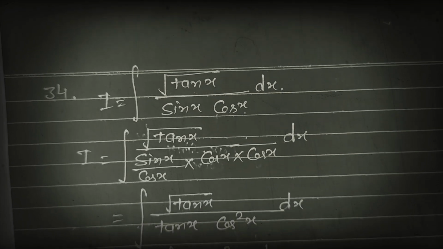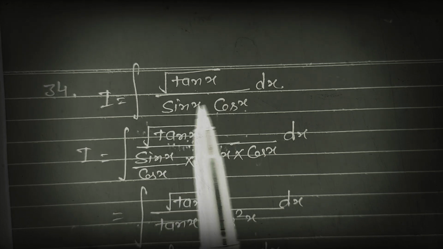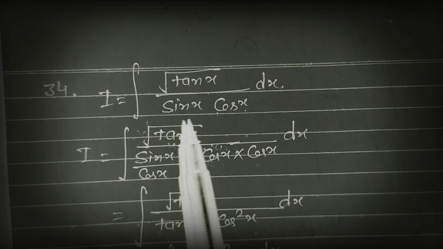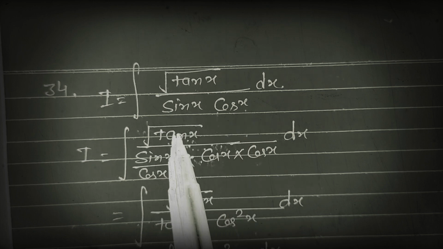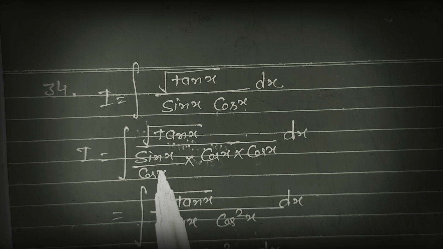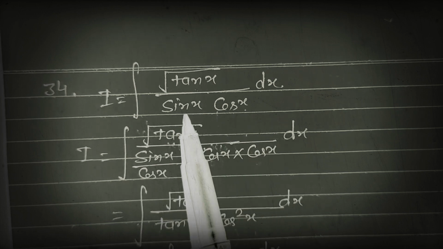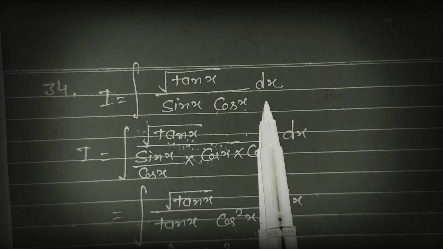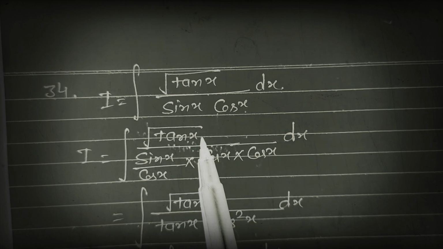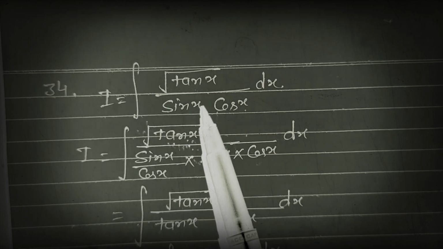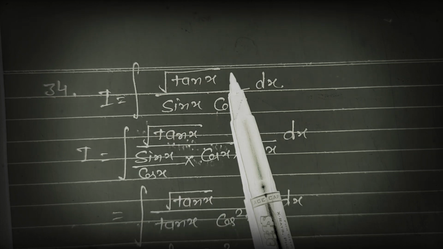Now question number 34. Root of tangent x upon sine into cos dx. In this type, if you divide sin x upon cos x, we divide sin x by cos, and multiply cos by cos. If you divide by cos x and multiply by cos x, we will get root tangent x upon sine upon cos. It is tangent, and it is cos into cos, cos square. In this type of question, we will make tangent and secant square x in the numerator.